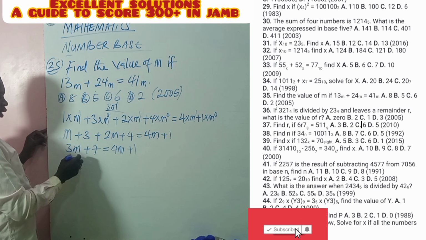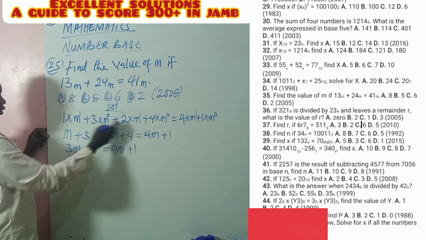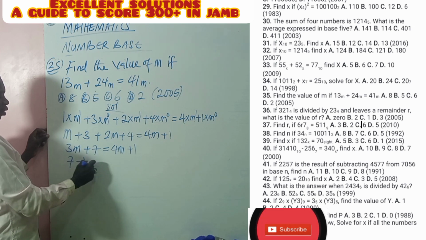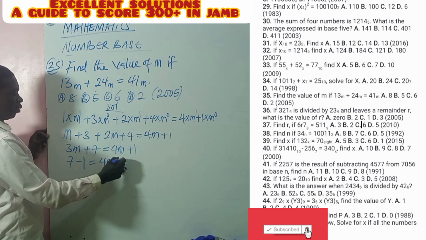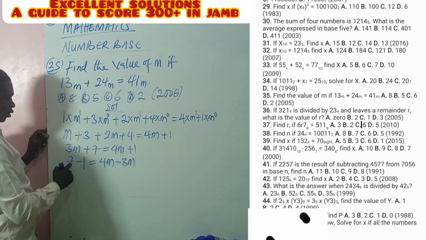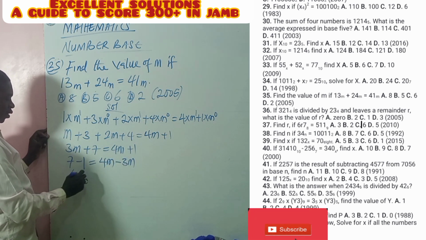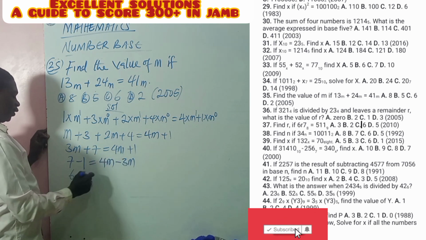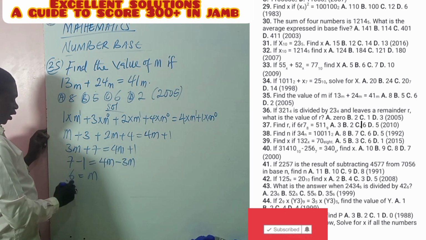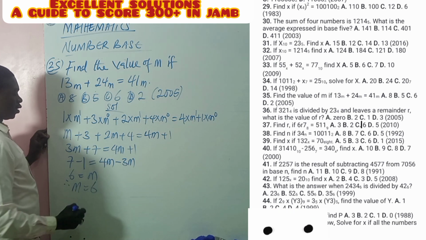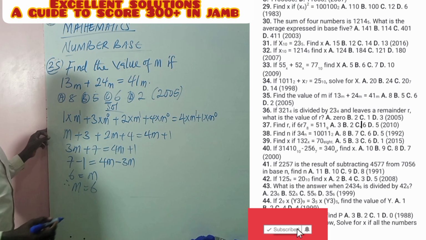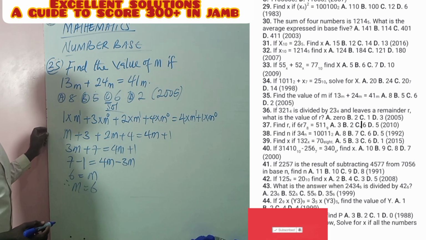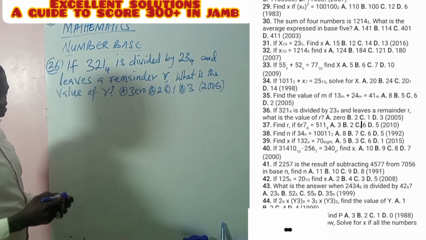If we come here, we can say 7, and when this 1 crosses over, we have minus 1, equals 4m. This 3m, when it crosses over, becomes minus 3m. So 7 minus 1, we have 6, equals 4m minus 3m, we have m. Therefore, we can say m equals 6. If we look at our options, option C has m equals 6. The answer is option C.